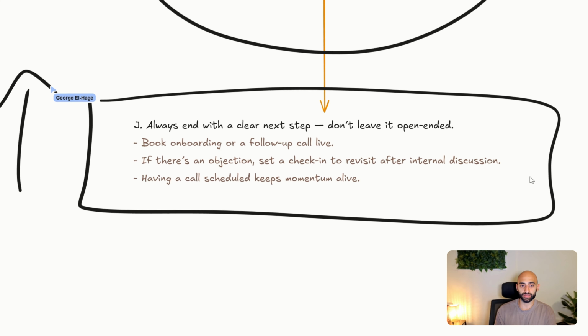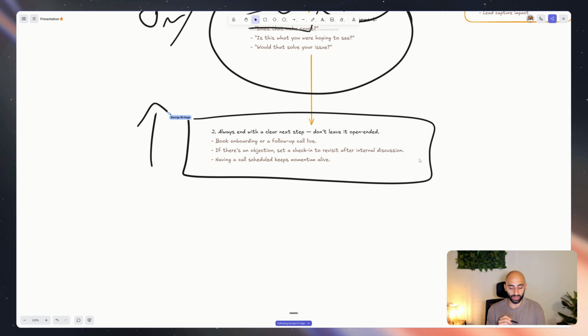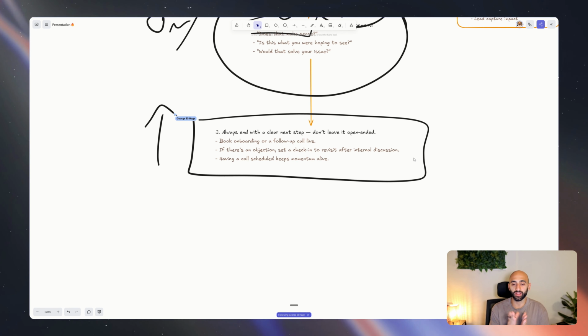Nothing else matters, right? You could do the whole demonstration from A to Z, and if you do not crush this point, nothing will matter. And here's why. Always end with a clear next steps. If you leave the conversation open-ended, your demonstration, your closing, everything is gone. It was all for nothing.